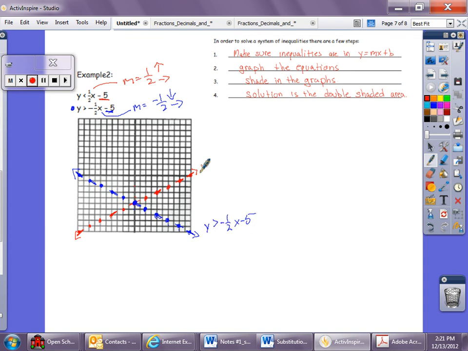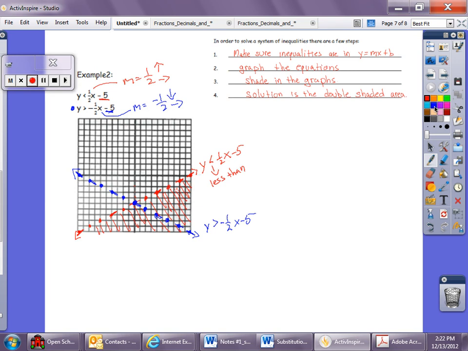And this is the line y is less than 1/2 x minus 5. So since we have less than, we know that less than means it's below, so we're going to shade below this graph. So everything below this graph is a solution.